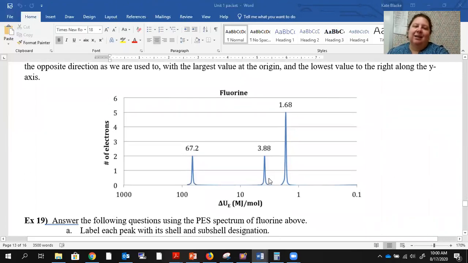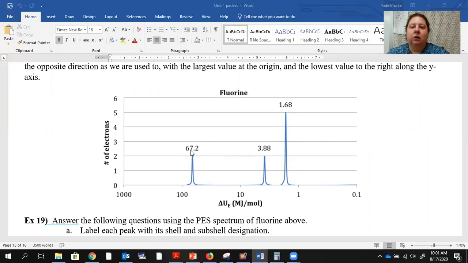So what a PES graph tells us is a relative number of electrons on the y-axis, and the amount of energy needed to remove those electrons on the x-axis. Now notice something weird specifically about these PES graphs: along the x-axis, the higher value is actually on the left, and the lower value is on the right. We structure them that way so that the electrons here that have the highest energy needed to remove them are actually the closest to the nucleus, and then they get farther and farther away from the nucleus as we go to the right across the graph.